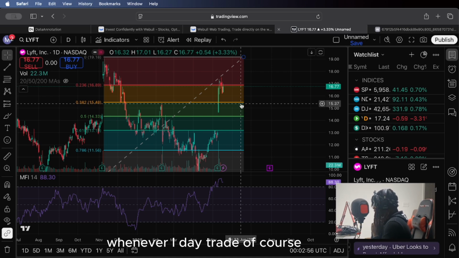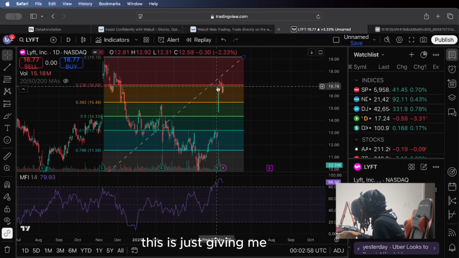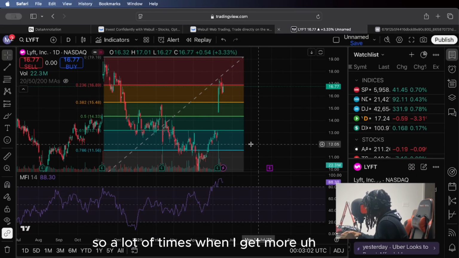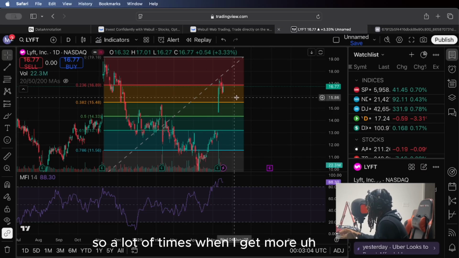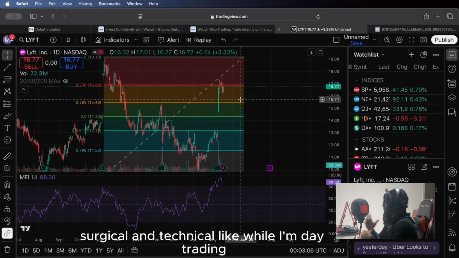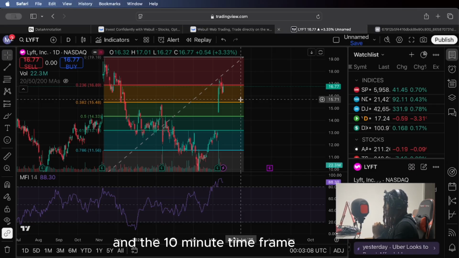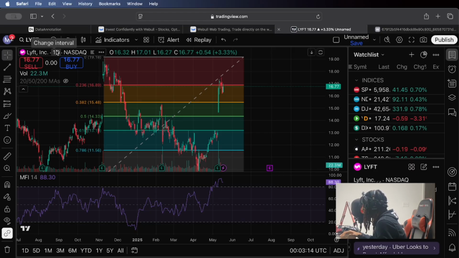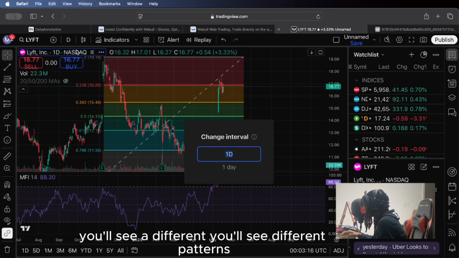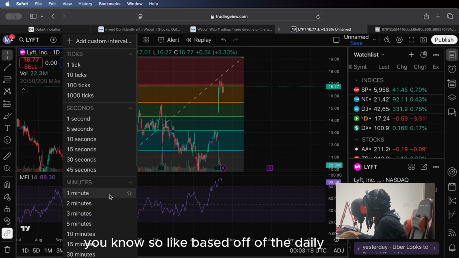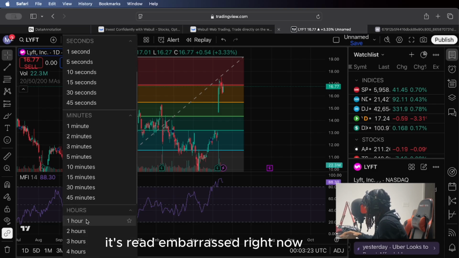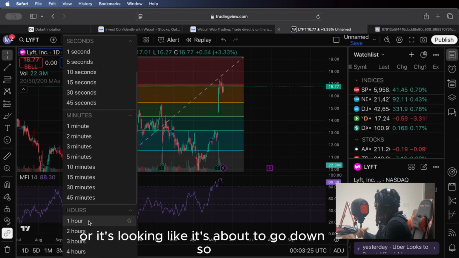Whenever I day trade, of course, I'm looking at the daily chart right now. This is just giving me an overall direction of which way the stock is gonna go. A lot of times when I get more surgical and technical while I'm day trading, I look at the 1 hour time frame and a 10-minute time frame, sometimes the 2 hour time frame. Sometimes you'll see different patterns, you know. So based off of the daily, it's reading bearish right now, it's looking like it's about to go down.